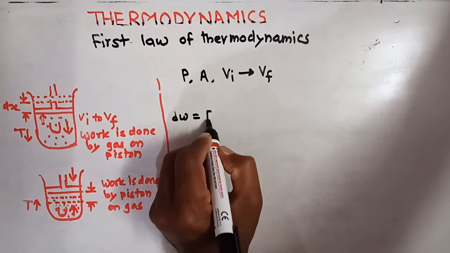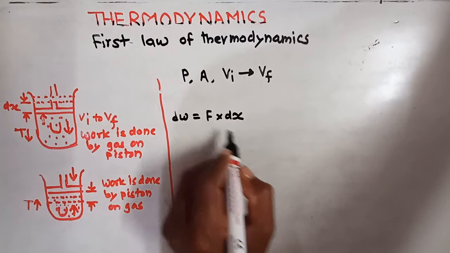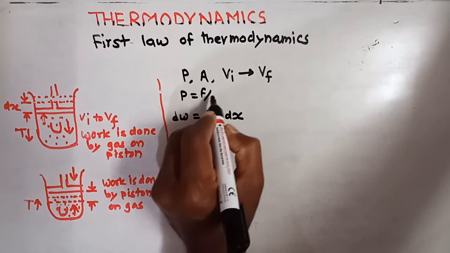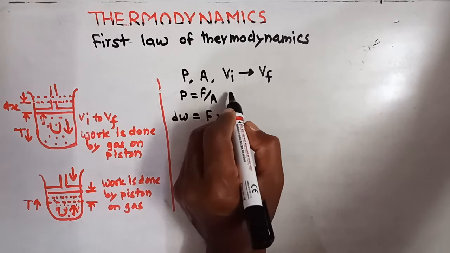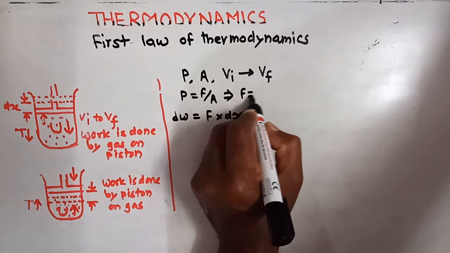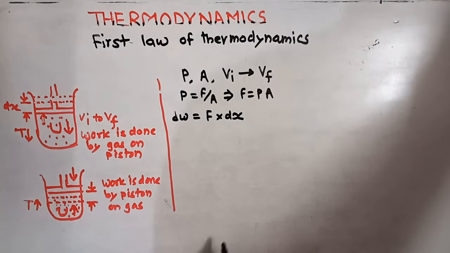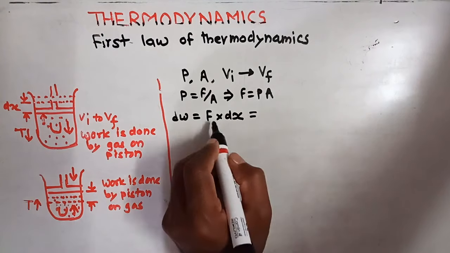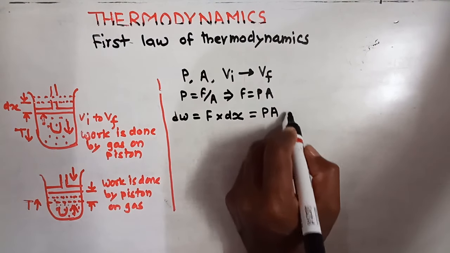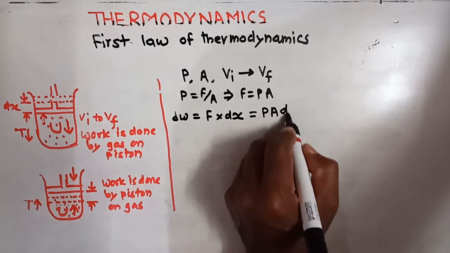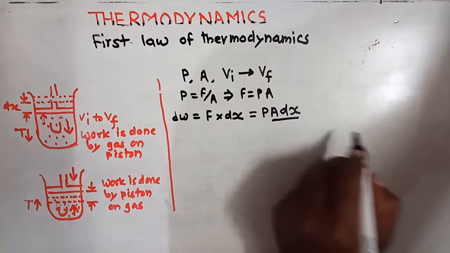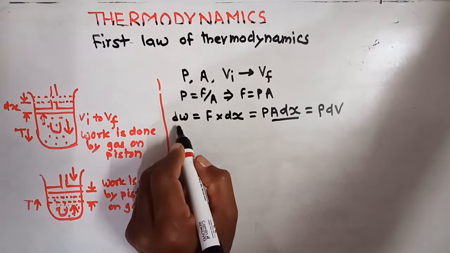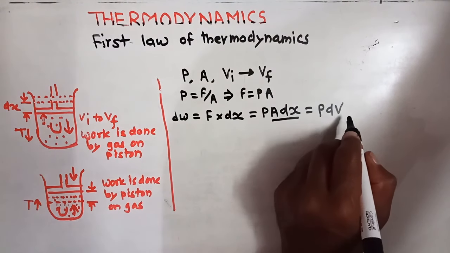This dW is equal to force into displacement. We know the relation that pressure is equal to force upon area, which implies that this force is equal to pressure into area. Now let us substitute the value of F in this equation. What we get? We get P into A into dx. A into dx is nothing but the change in volume dV. So the work done dW is equal to P into dV.